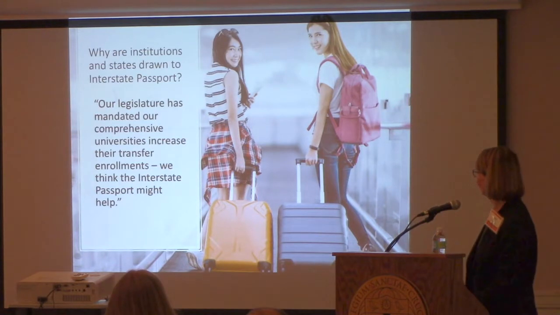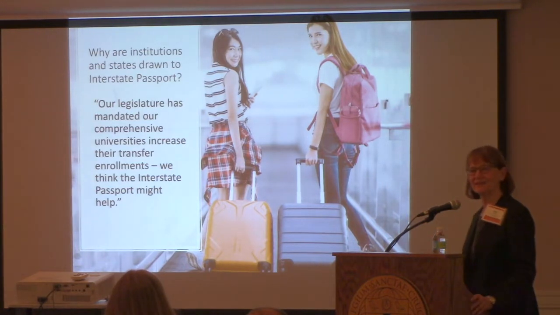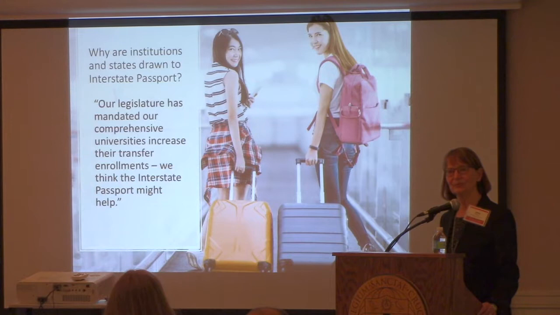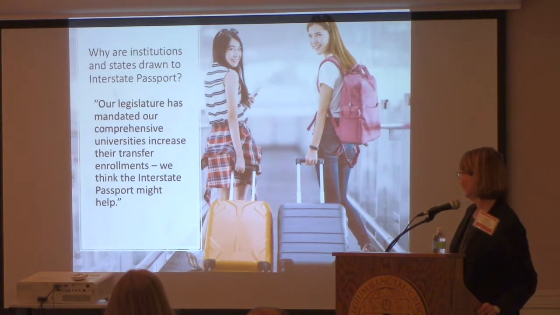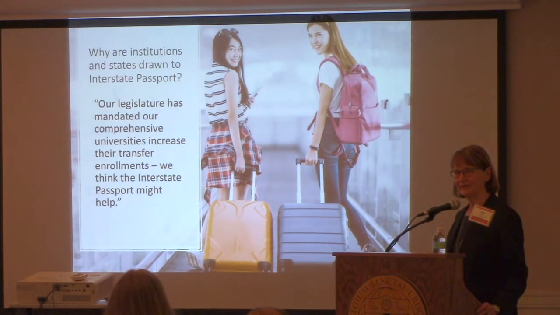This one specifically, I think it was John who brought up Virginia as an example. This one is from Virginia. They're saying that students were not transferring at a high enough rate, and they were thinking that using an Interstate Passport as one carrot could help them to increase the transfer rate.